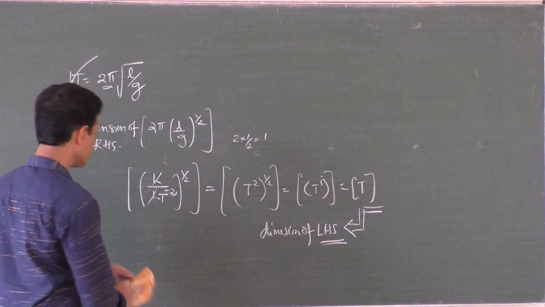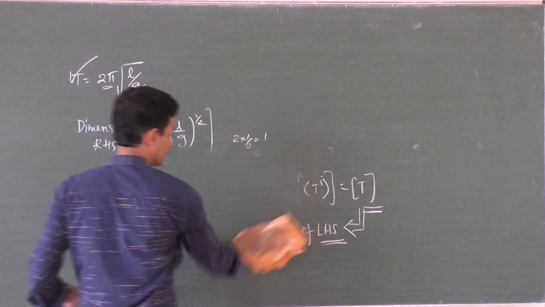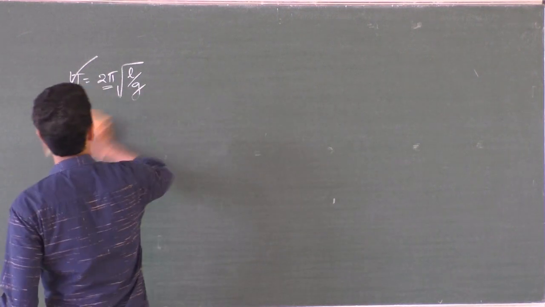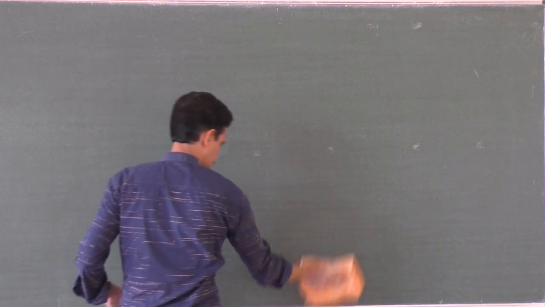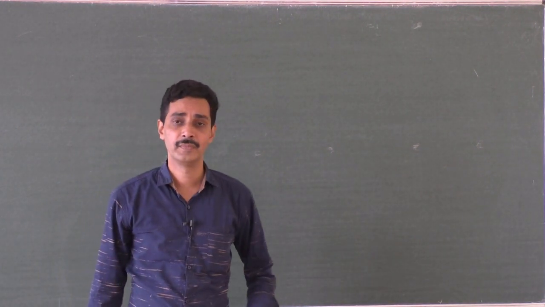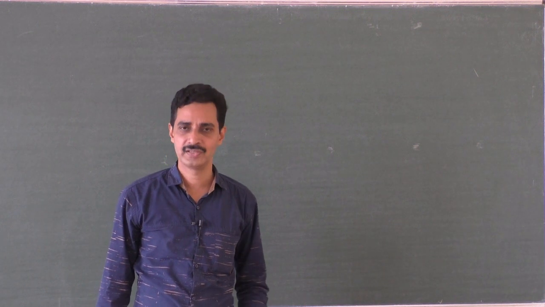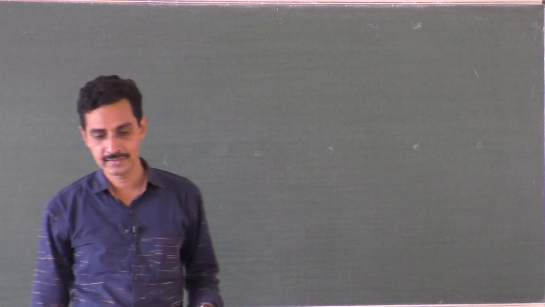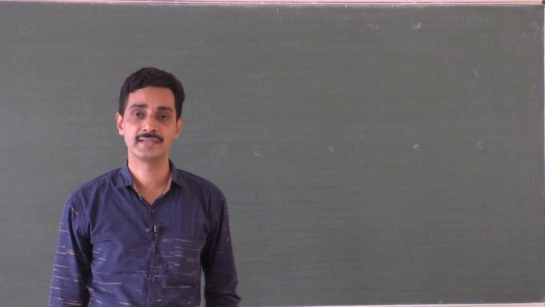Now, sir, this equation is given. How do you get this equation? Of course, it's an equation obtained in different ways. But can you get it from dimensions? By using the dimensional method, can you obtain the relation between different physical quantities?